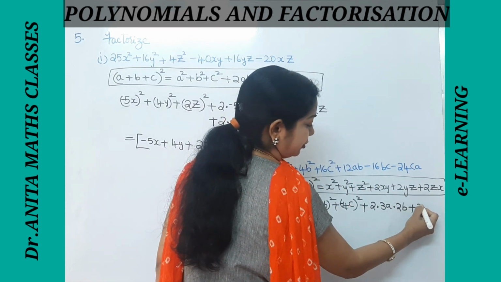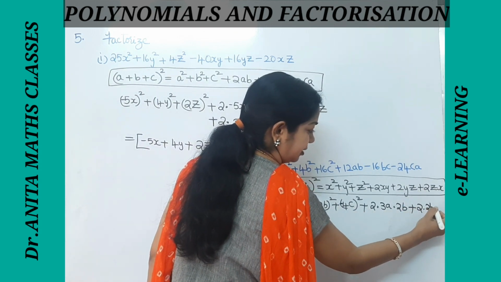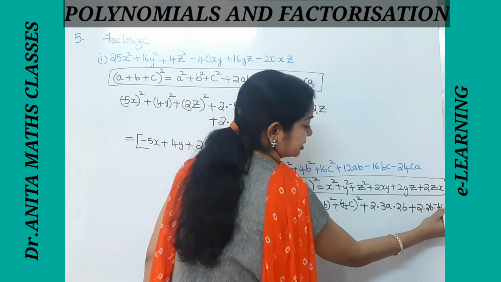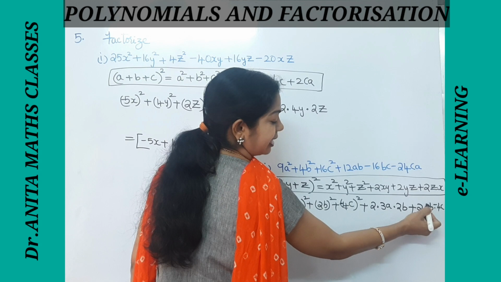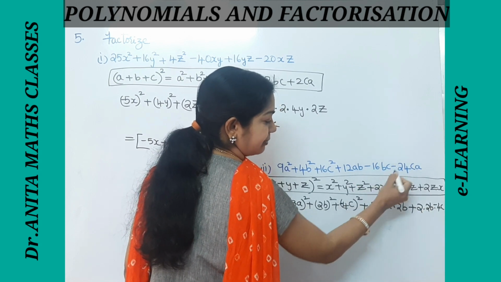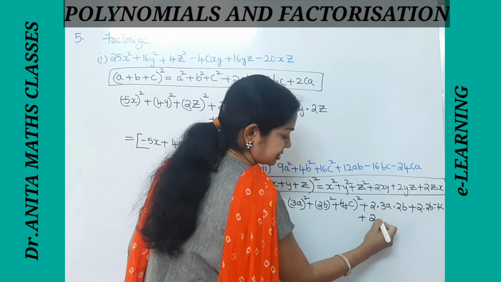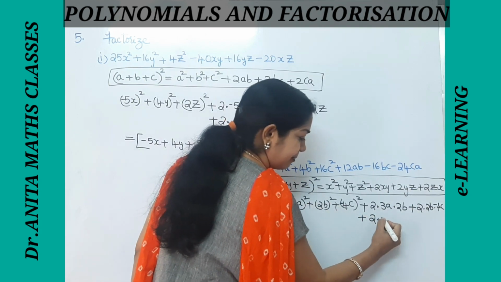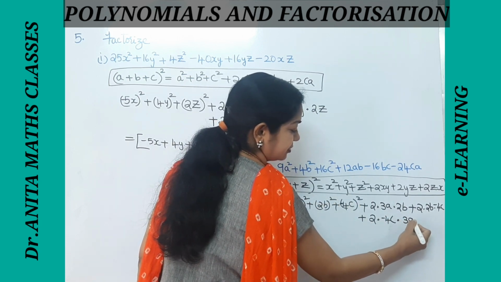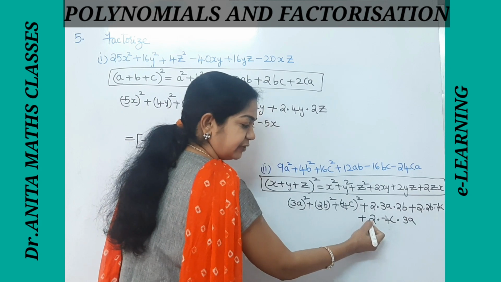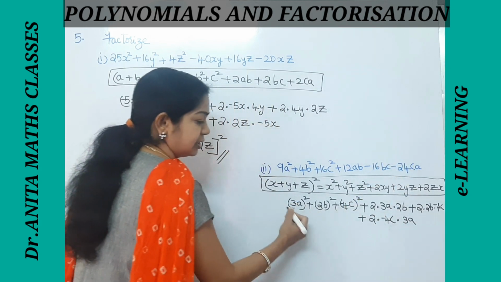Now the next one, 2 into yz. So y is 2b and z is minus 4c. So multiply: 4 times 2 is 8, 8 times 2 is 16, so we have a negative sign, minus 16bc. Right. Now let's see 2zx. The z value here is minus 4c, into the x value 3a. So let us multiply: 4 times 3 is 12, 12 times 2 is 24, and a negative sign, minus 24ca. So this is perfect.